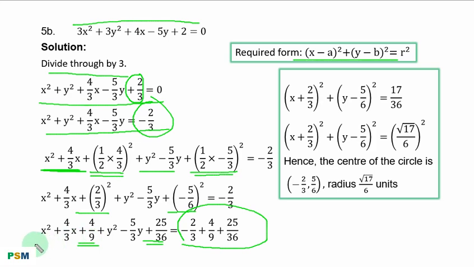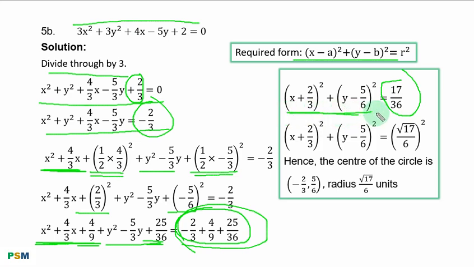When you factorize this quadratic expression, you have these results. You factorize this expression, you have this result. When you simplify the right hand side, you have 17/36. From here, we can get the center.